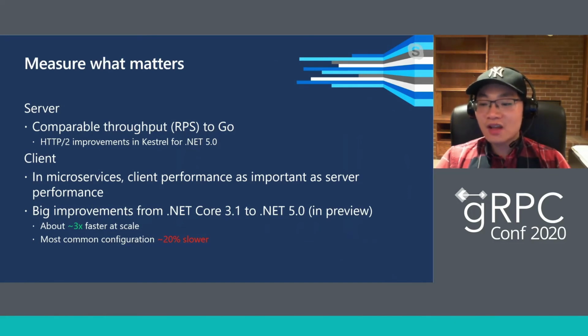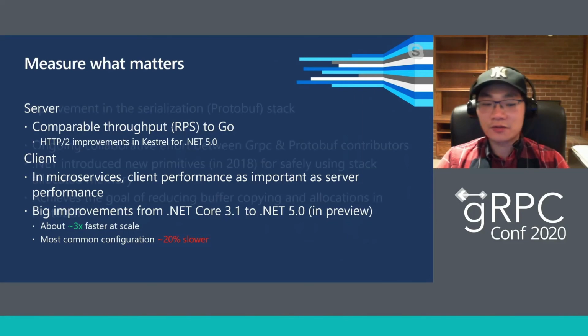To address this, we started to invest in improving the HTTP/2 performance of HttpClient, which is what the grpc.net client library is based on. From this investment, we are already seeing promising gains with a 3x performance improvement in .NET 5.0 over the previous release. However, we are still about 20% slower than Go in the most common scenario, which on our diagram on the previous slide was represented by a single connection with multiple streams.